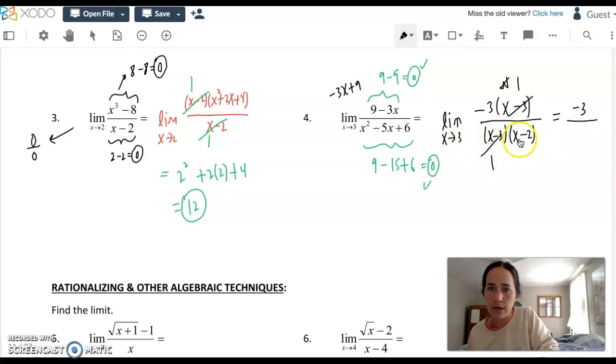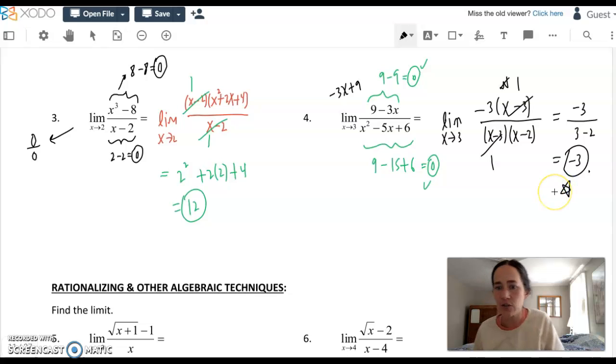Over, let's do a direct sub now. We'll plug in 3 for x, so 3 minus 2. So this one's going to have a limit of negative 3. And we can always go back and check the graph, just like we did with the others, to make sure that looks good. So that's pretty cool.